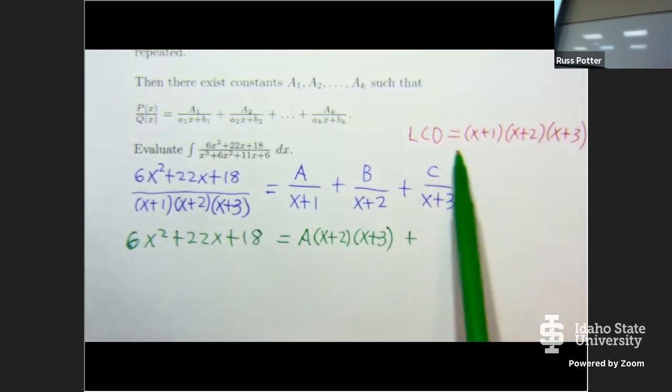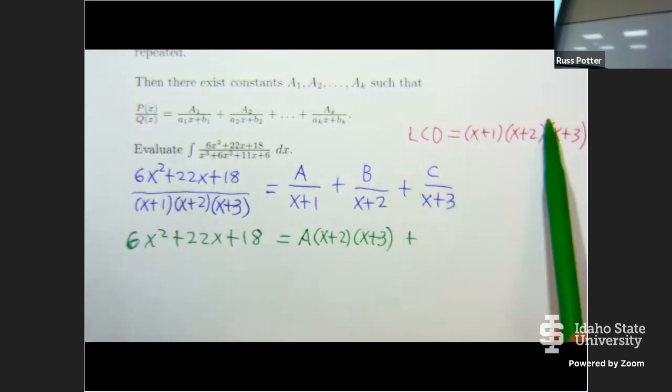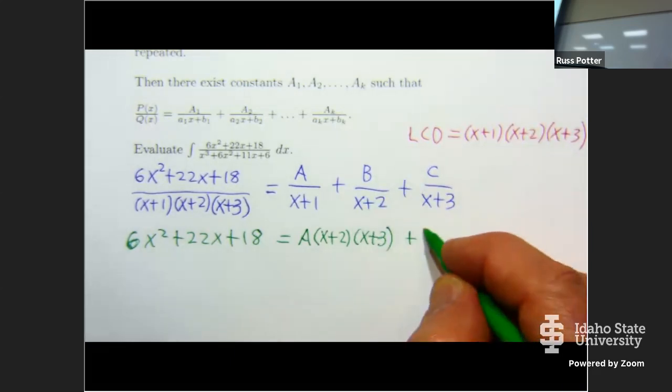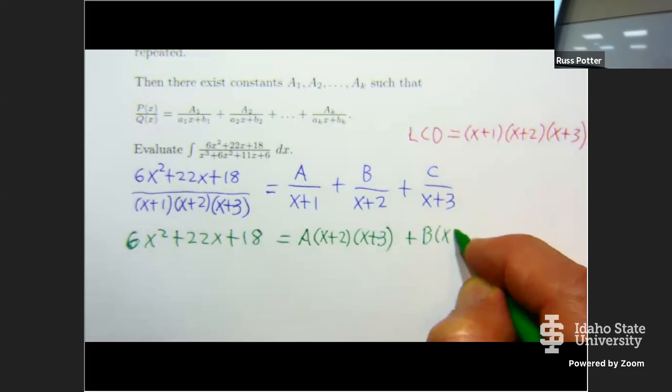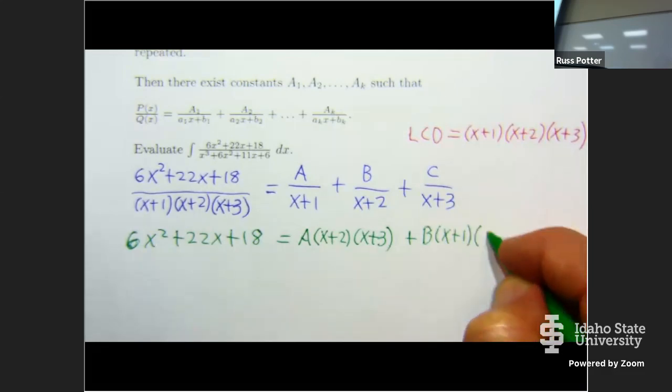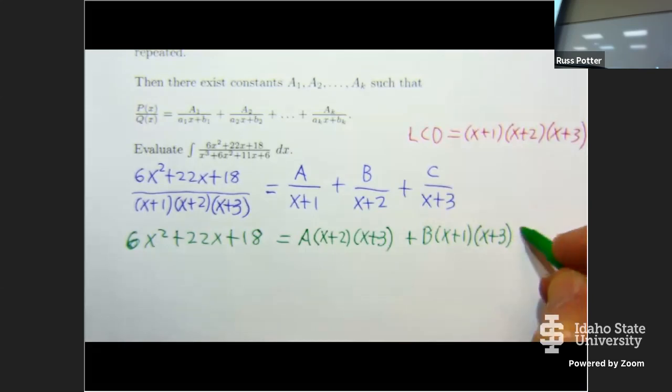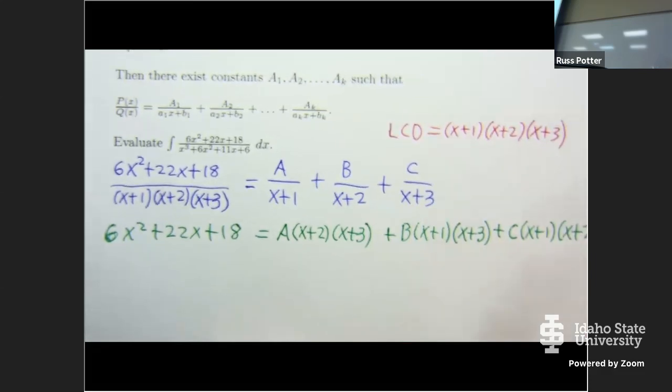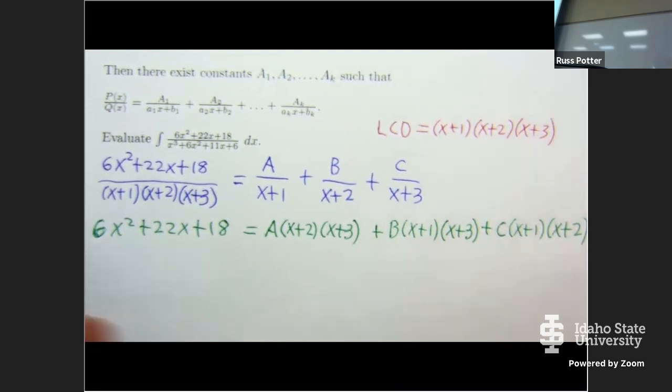When we multiply the least common denominator by b over x plus 2, the x plus 2 factors cancel, and we're left with b times x plus 1 times x plus 3. And then for the last term, multiply c over x plus 3 by the least common denominator, the x plus 3 factors cancel, and we get plus c times x plus 1 times x plus 2. Okay, I think we can see everything.